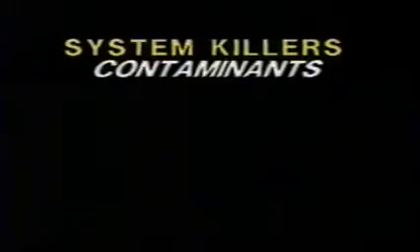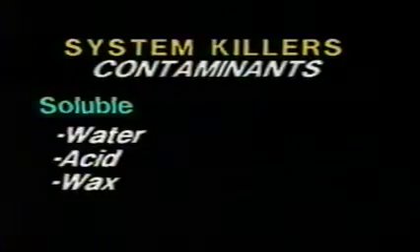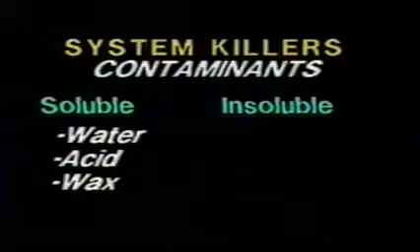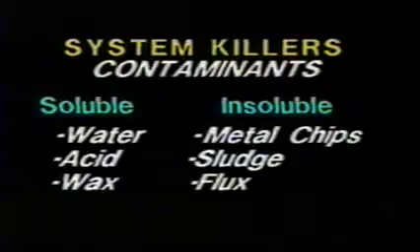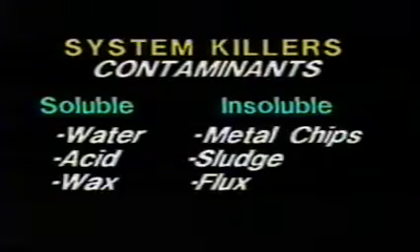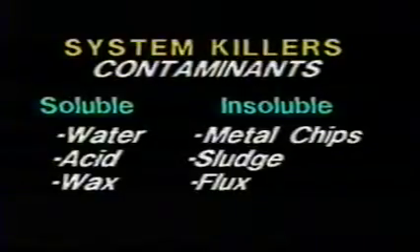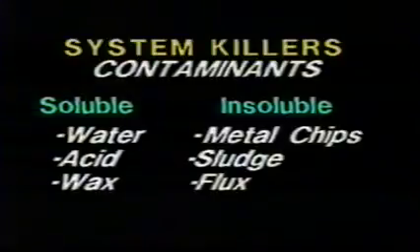These killers can be divided into two broad categories: soluble contaminants, such as water, acid, or wax, which can be dissolved in the refrigerant, or the insoluble contaminants, like metal chips, sludge, and flux. While the entire system will suffer if these contaminants are present, their primary victims are compressors and any components with small orifices like expansion valves and solenoids.